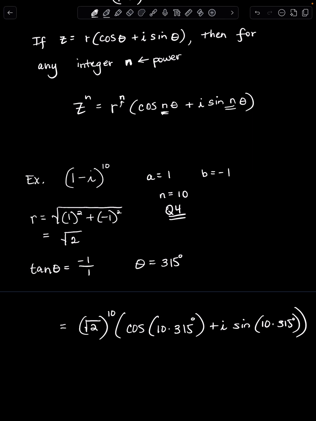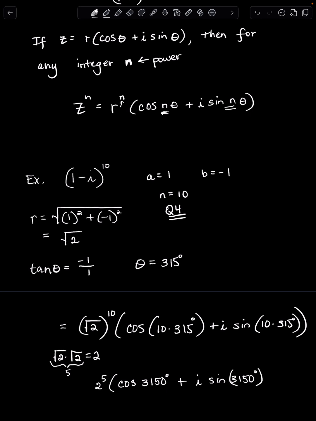All right, so we've got the square root of 2 raised to the 10th power. Remember that when I square a square root, the radical goes away. So I know the square root of 2 times the square root of 2 is 2. Well, how many square roots do I have? I have 10 of them, but that's 5 pairs. So really this is 2 to the 5th. That's getting rid of that radical. And then inside I've got the cosine of 315 multiplied by 10, plus i times the sine of 315 multiplied by 10.